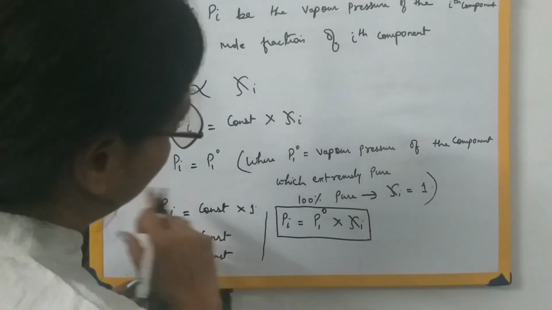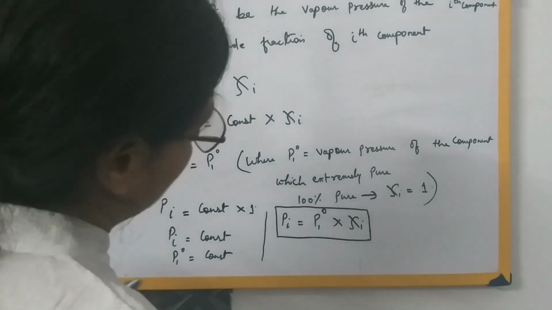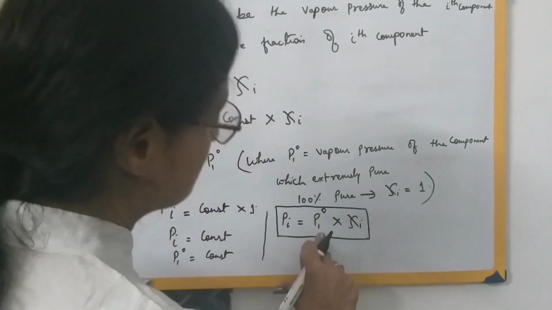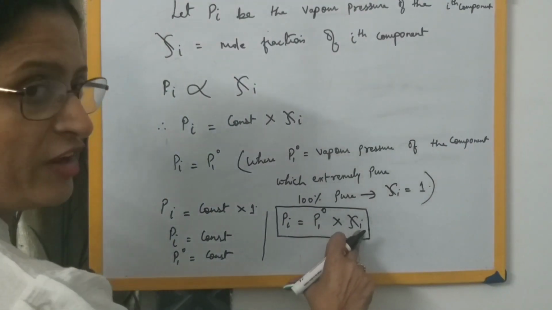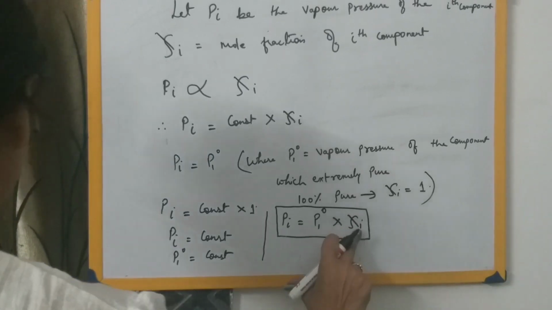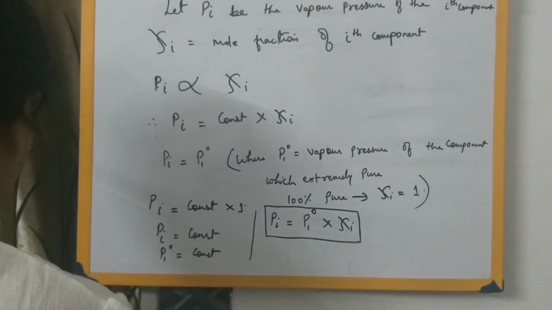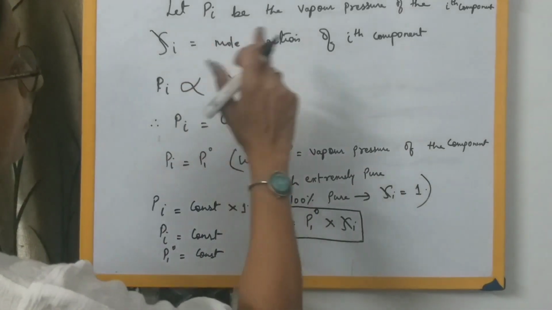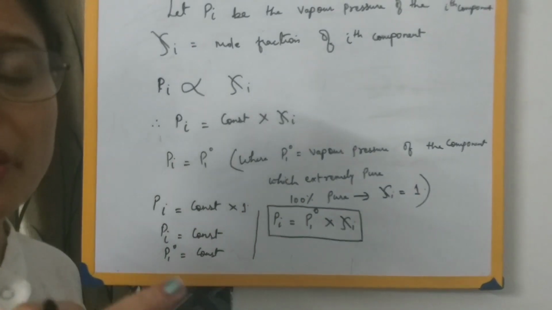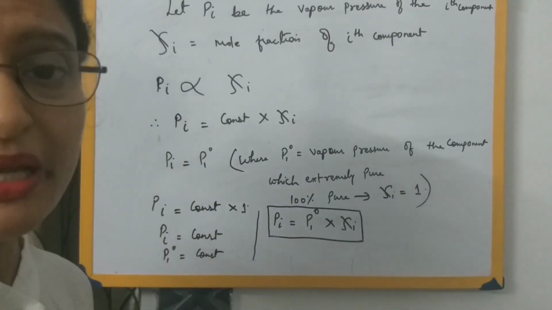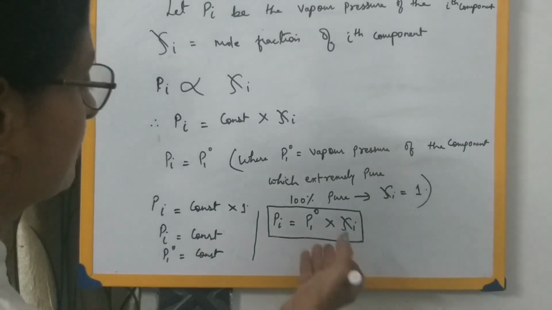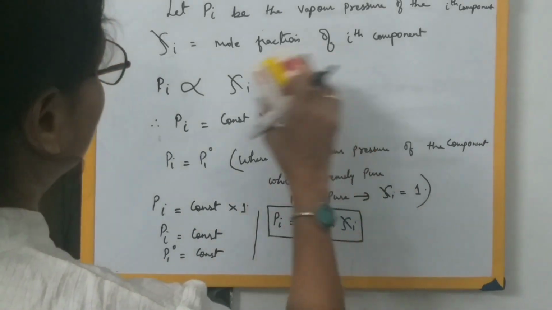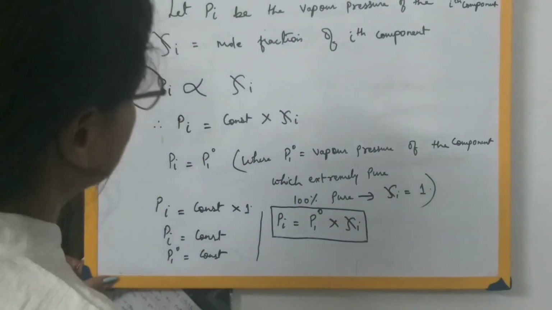We begin from somewhere and get an equation, and then we get a relationship between the vapor pressure of the ith component, the vapor pressure of the component in the extremely pure state, and the mole fraction. Alright, now look here, this is the law for solutions containing volatile liquids. So if the solution is containing volatile liquids, this relationship holds good, and this is Raoult's law. But let's consider if a solution is having many components.